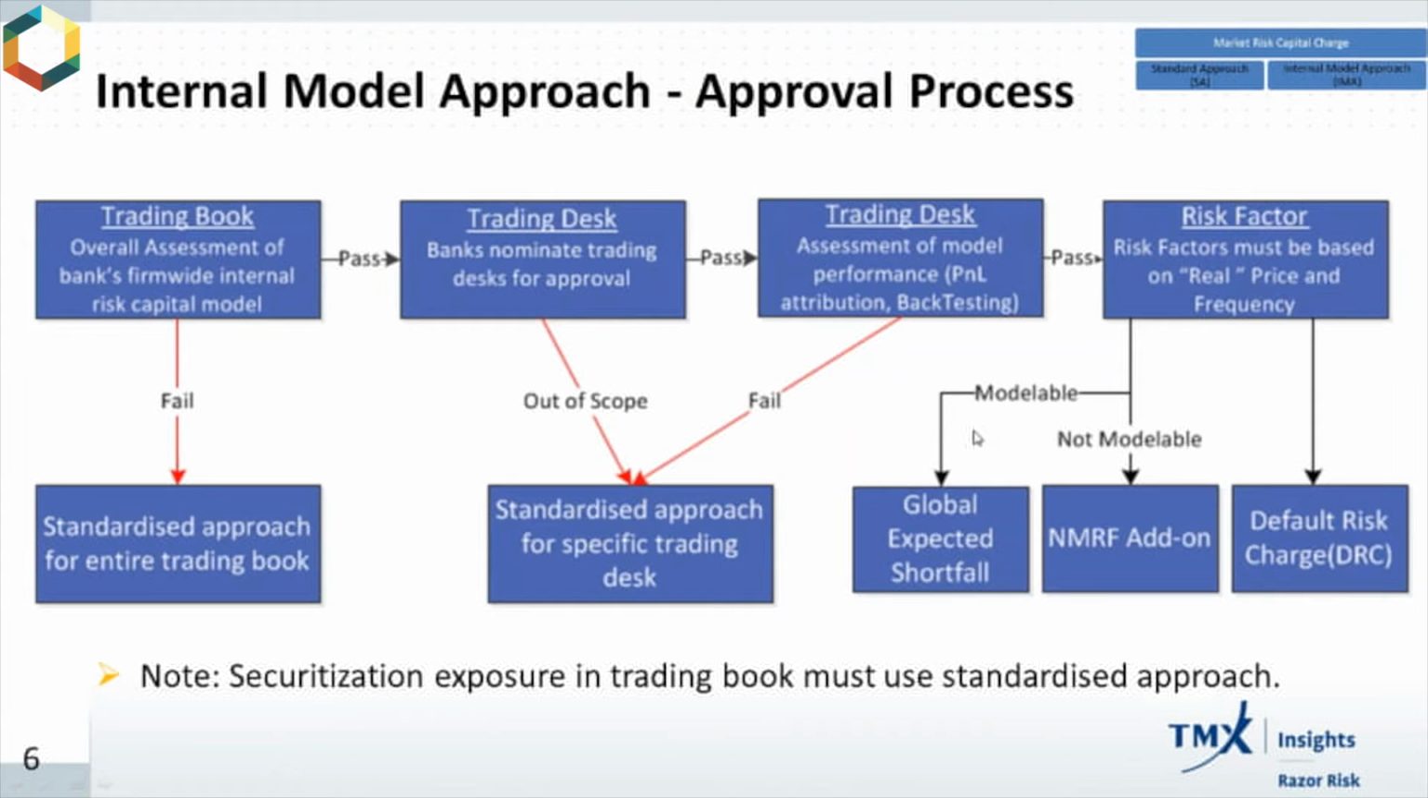So for the ones that are modellable, we're going to use expected shortfall. For the ones not modellable, we need to use the non-modellable risk factor add-on. And also we need to calculate the default risk charge for the defaultable positions. So once again, please note, securitization must use SA. It cannot use IMA. So this is an approval process.